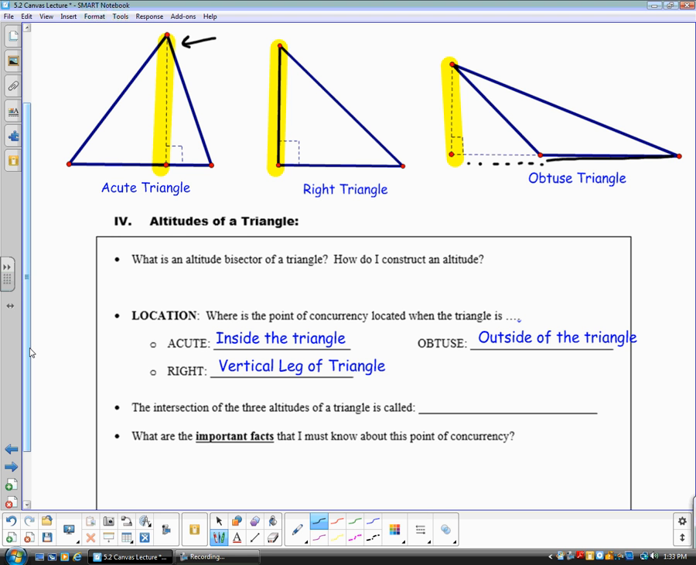So the location of your point of concurrency is now going to be inside your triangle, the vertical leg if it's a right triangle, and it's going to be outside of the triangle if it's obtuse. This intersection of the three altitudes of the triangle is called the orthocenter.